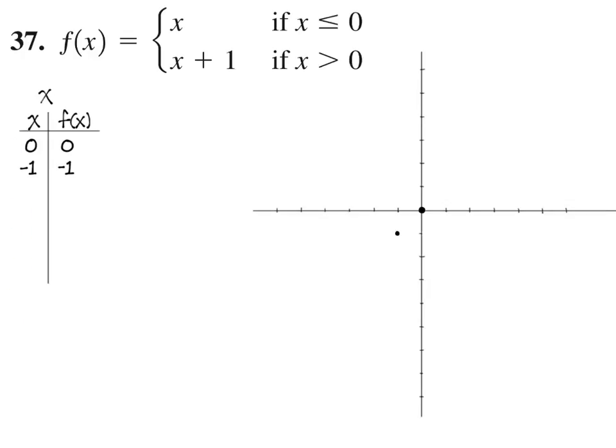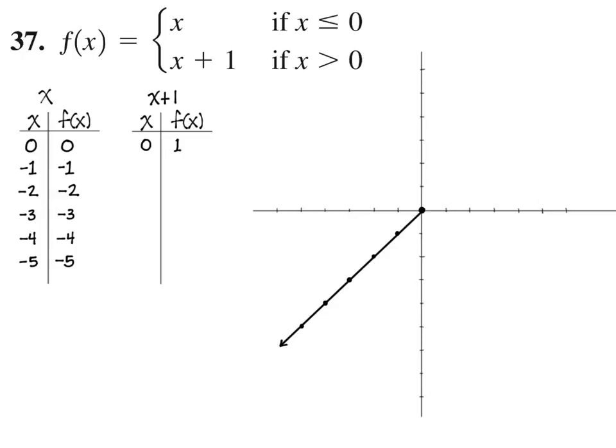So negative 1, and I plot that point. Negative 2, which gives me a negative 2, and I plot that point. Negative 3, I plot that. Negative 4, I plot. Keep plotting, and eventually I say, okay, I see the pattern, and so I draw the line. For the second part of this piecewise function, I have x plus 1.